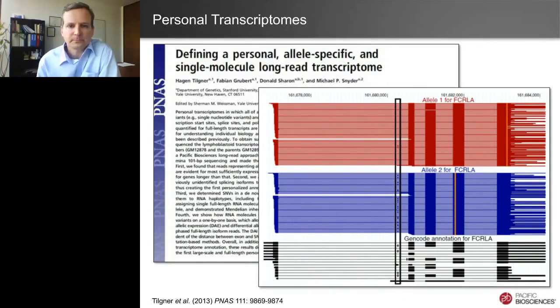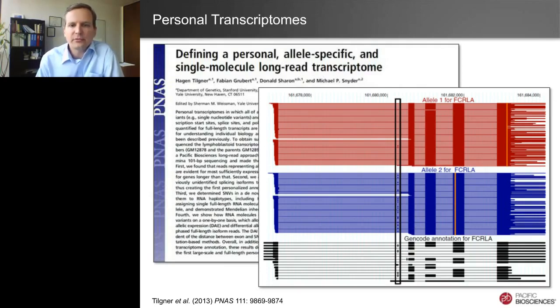And then finally, this is the first paper describing a personal transcriptome, again from Mike Snyder's lab at Stanford a few months ago, where the long reads now facilitate identification of the origin of the particular transcripts. The figure here shows just one example. In red, you have all the full-length cDNAs from one allele, from the maternal allele, let's say, and then blue from the paternal allele.